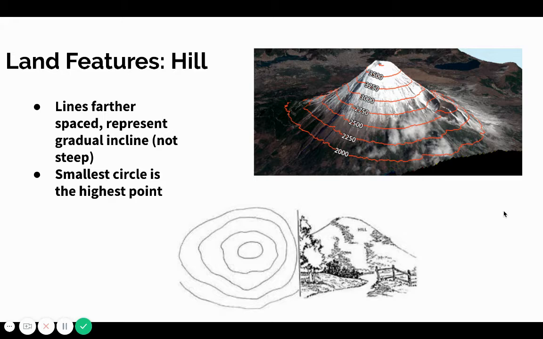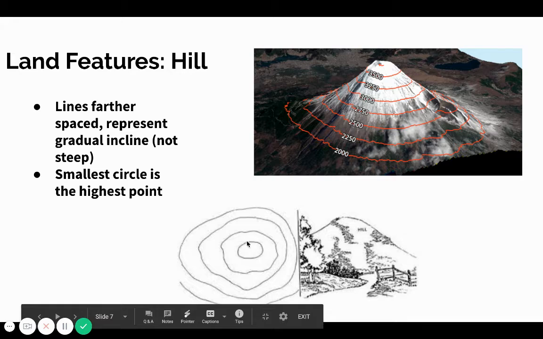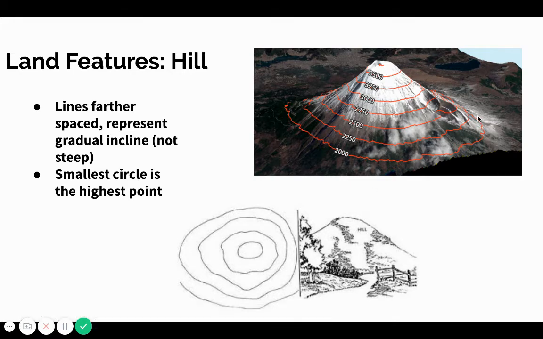And with hills, our lines are farther apart, showing that kind of gradual incline. It's not steep. It'd be easier to walk up. But it's still got the circle, smallest circle as the highest point. I'm not really sure if I've got a mountain or a hill over here, but I really like that it really visually represents how the contour lines represent the elevation of this feature.